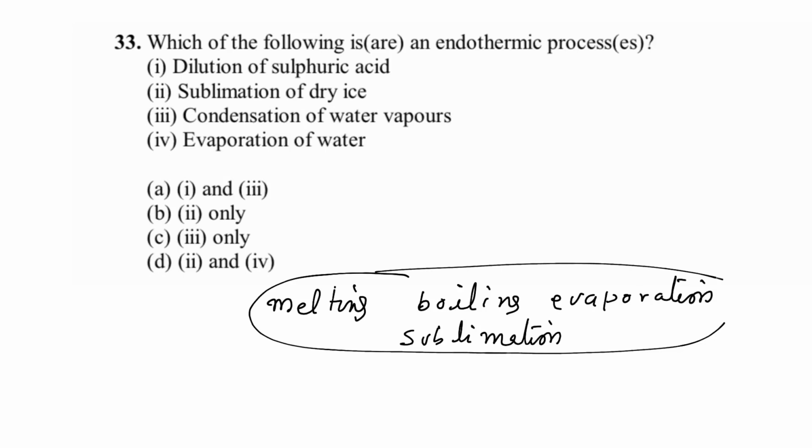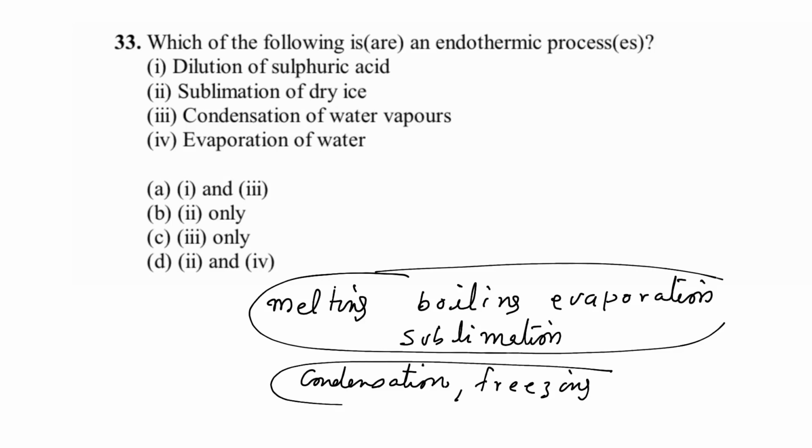Okay, now just the opposite, we can take condensation. Condensation means what? Gas or water vapor becomes water, gas becomes liquid, like that. Freezing, which means liquid becomes solid. In these two cases, it is exothermic. Condensation, freezing, and I can take one more.